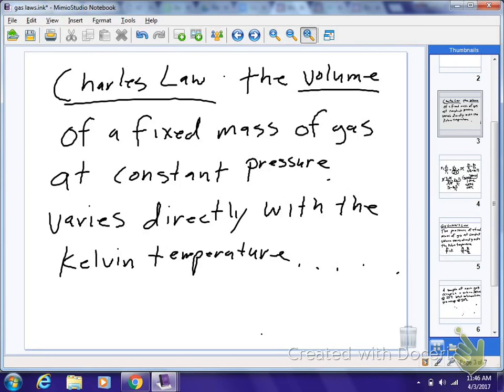The pressure's fixed too because the outside pressure is the same as the inside pressure. If it was different, then that would mess our law up. The volume is changing due to the temperature changing. And the temperature has to be a Kelvin temperature.